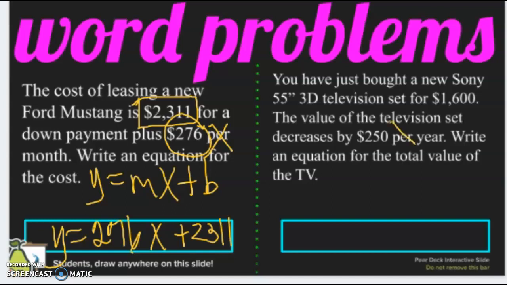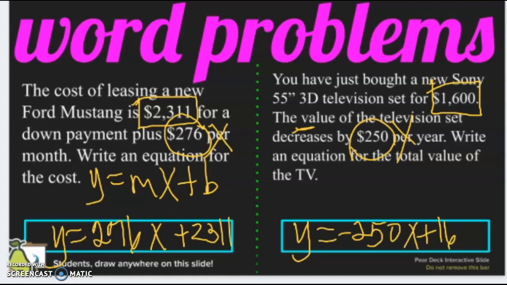Next one, slope word is per, circle the 250, but this one is decreasing. So my slope is going to be negative. 1,600 will be my intercept. Y is equal to negative 250x plus 1,600. Okay, so you've got an example of each type.